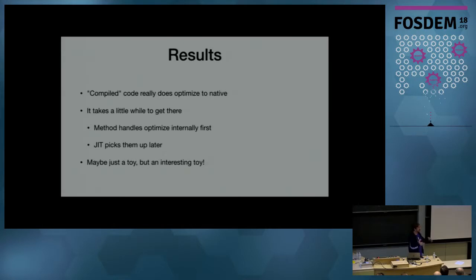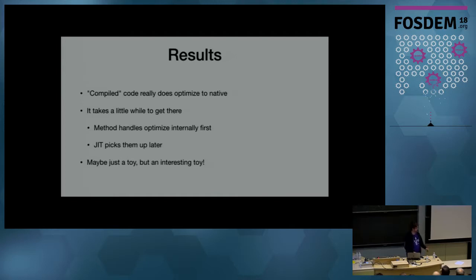All right, so now a little bit more about results here. The compiled code, this compiled method handle tree, actually does end up turning into one piece of native code. And that's great. That's what we were looking for. It takes a while to get there. Normally, the C2 threshold for doing the optimized compile is 10,000 iterations. I had to run this for at least 100,000 to get this stuff to come out. There's a lot of other plumbing in the method handle API that gets in the way of the JIT, but it does eventually get there. It may be a toy, but it's kind of an interesting toy.